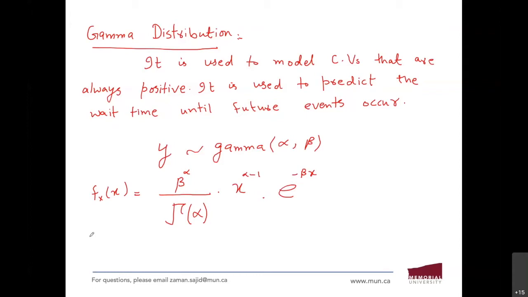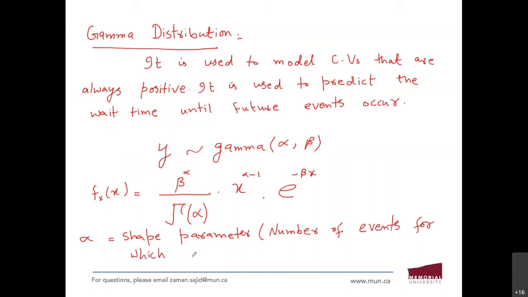This alpha is basically a shape parameter. This is the number of events for which you are waiting to occur. So this is my definition of alpha, which is the shape parameter.